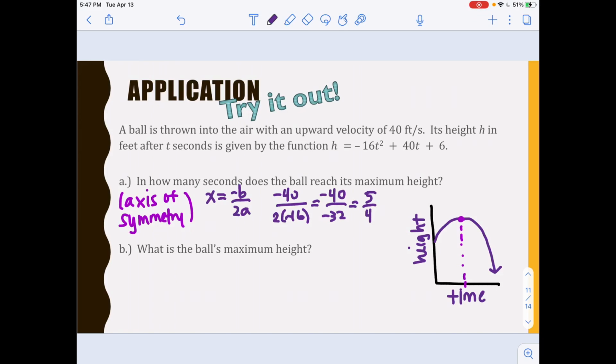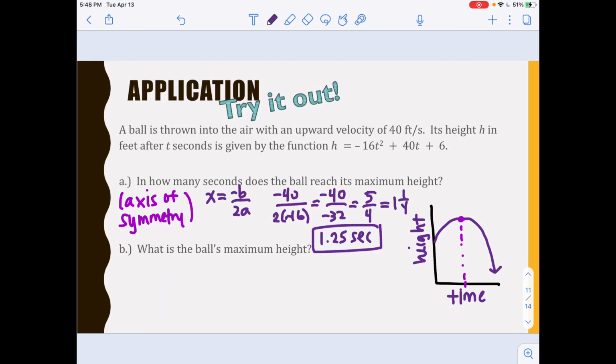We're going to answer in the context of the problem. You never really hear someone say 5/4 of a second. So we're going to convert that to 1 1/4, or we can say 1.25 seconds. Now we know at 1 1/4 seconds, it's reaching its maximum height.